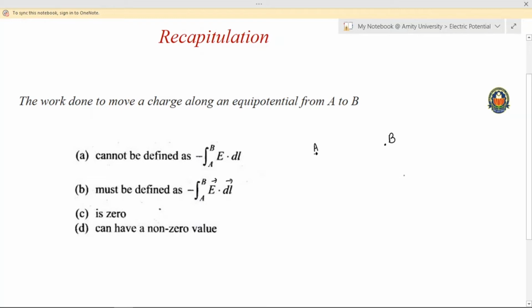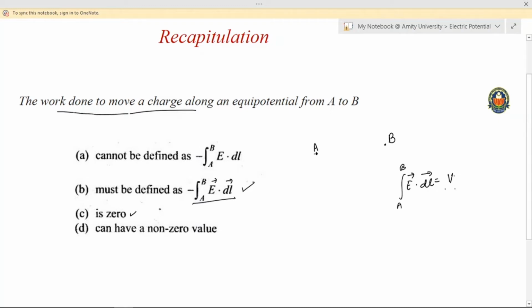Now let us recall what the negative of the line integral of electric field between point A to B is equal to. It is equal to the potential difference between the 2 points, right? And we know that the potential difference between the 2 points in an electric field can be defined as the work done in moving the charge between those 2 points. So this option B is correct, that the work done to move a charge along the equipotential must be defined as this quantity, right?